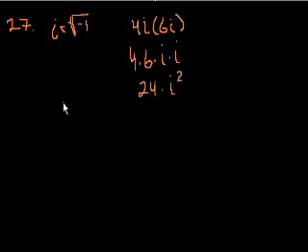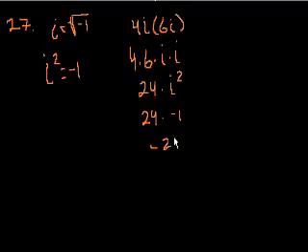squared, right? And if we square both sides of this, you get i squared is equal to negative 1. So this is 24 times negative 1. So it's minus 24, which is choice C.